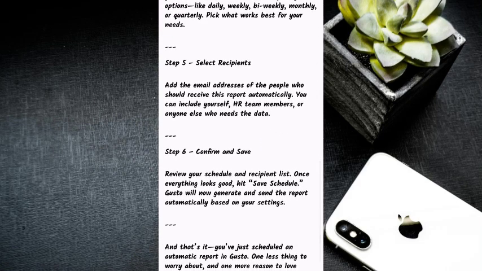Step 6, confirm and save. Now, review your schedule and recipient list. Once everything looks good, hit save schedule. Gusto will now generate and send the reports automatically based on your settings.